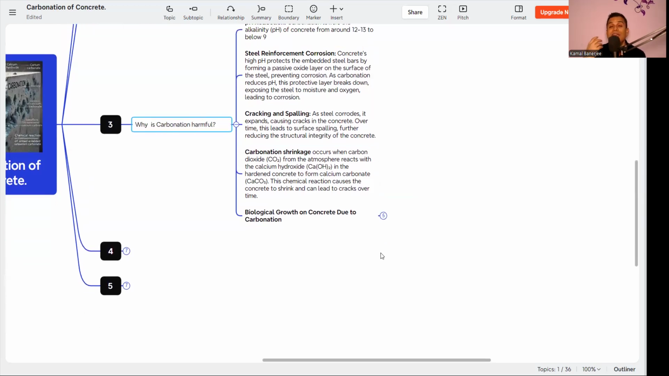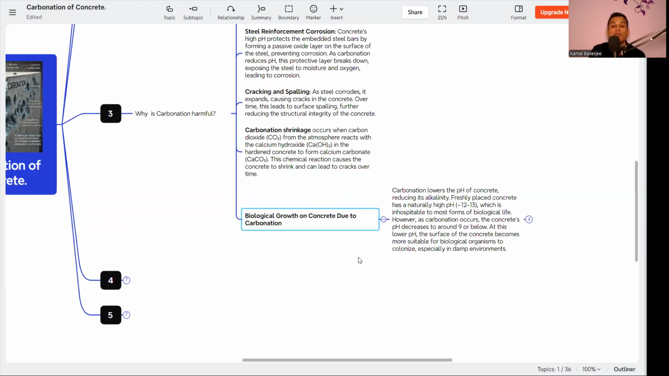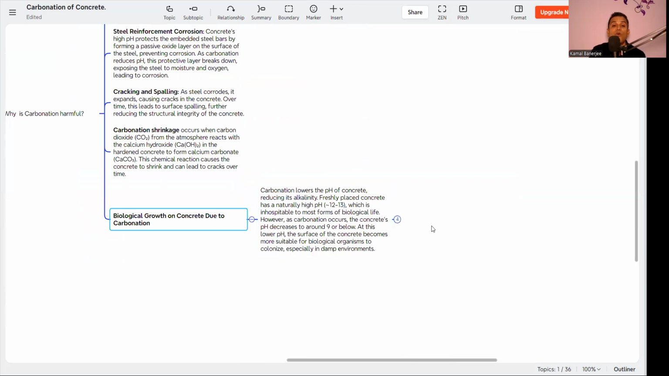Now, we can see some old concrete where algae is forming, or some other vegetation or biological growth is there. Why? Because of the carbonation of the concrete. Why? The carbonation lowers the pH of concrete, reducing the alkalinity.